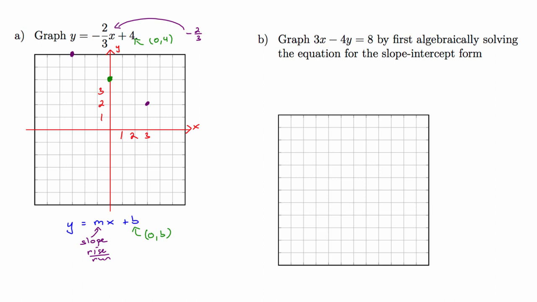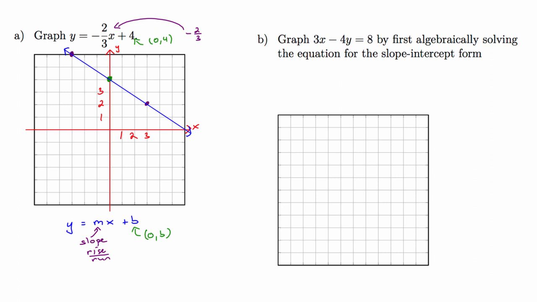Now that we have 3 points on our line, we can finish by lining up our ruler and graphing the line itself. We should finish our work by drawing the arrows on both ends of the line to indicate that this line goes on forever in both directions. Part A was given in slope-intercept form.